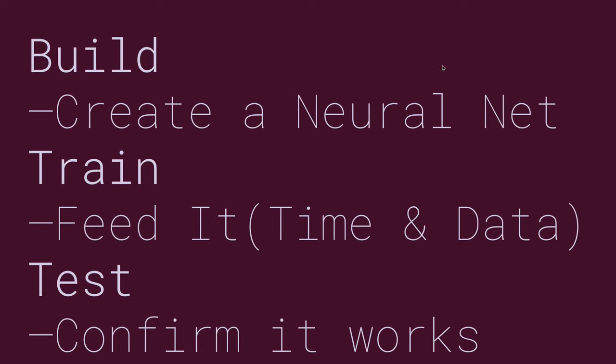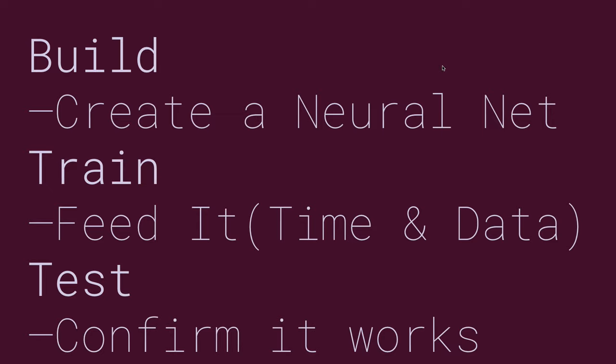So for those not familiar with machine learning or how it works, I thought I'd do a really high level overview of the things that are involved in machine learning. Machine learning at its most basic is three steps essentially: a build, a train, and a test step. Building means you actually create a neural network, and I'll talk about what that means, but essentially that means building the different pieces to create a neural network. The next thing you do is you train it, and usually what you need for training is lots of data.